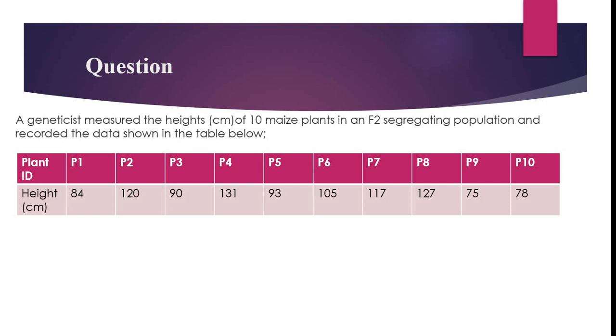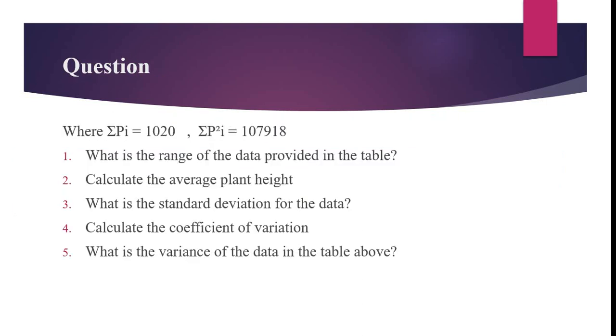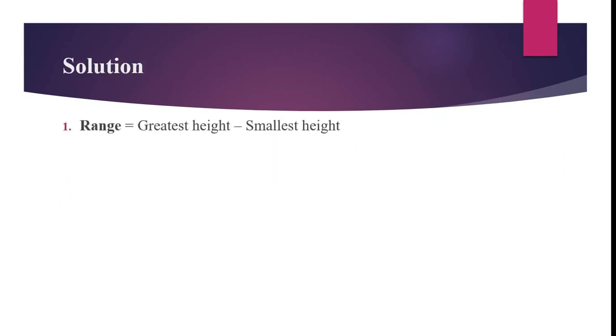So to calculate the range, the range considers the extreme values. You take the maximum number in the distribution, then you take out the smallest from it. The formula of range is calculated as the greatest height minus the smallest height. As said earlier, the greatest is 131 minus the smallest, which is 75. So you end up getting 56 centimeters.